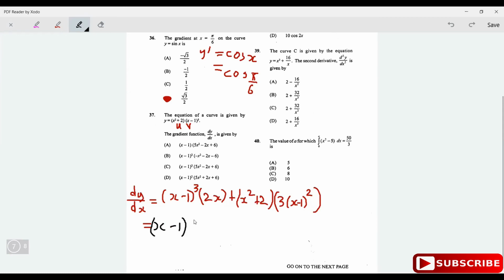And so what are you going to be left with? When you factor out (x minus 1) squared, we're left back with (x minus 1) times 2x. And then what are you left back with right here? You get plus, factoring out (x minus 1) squared from over here, we're left back with (x squared plus 2) times 3.